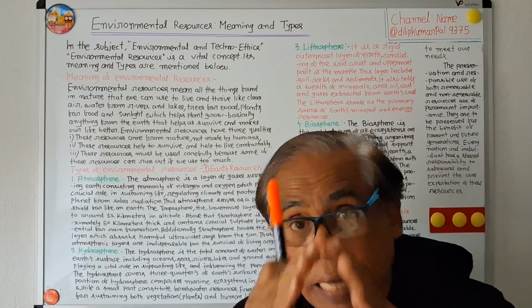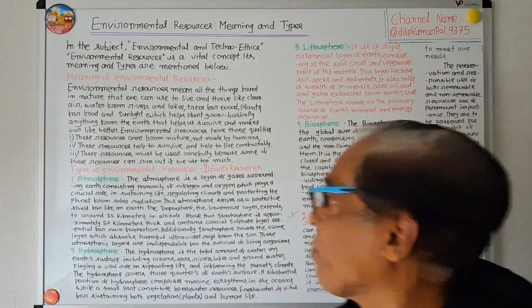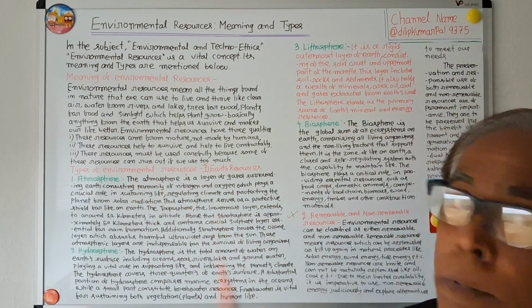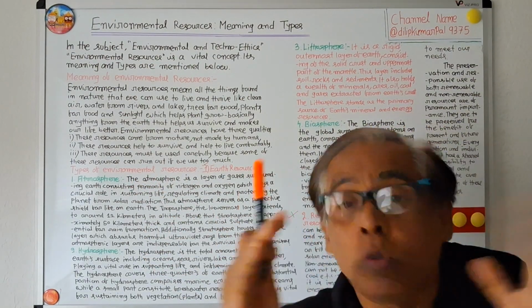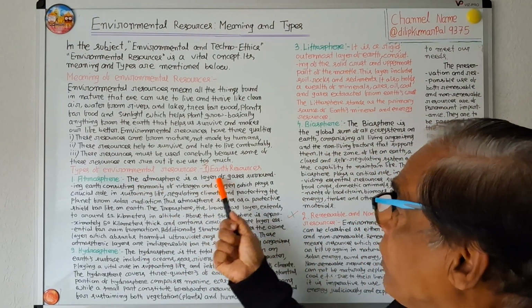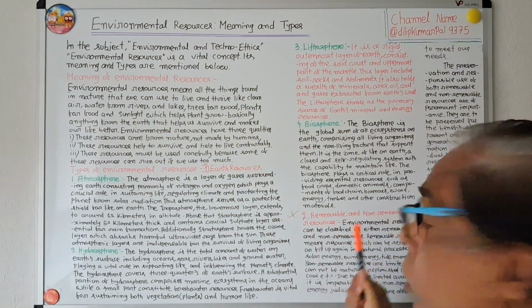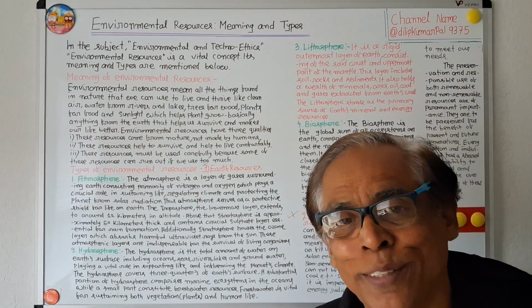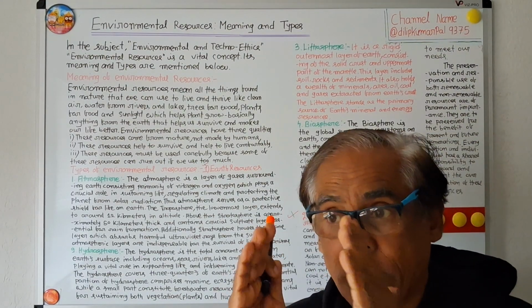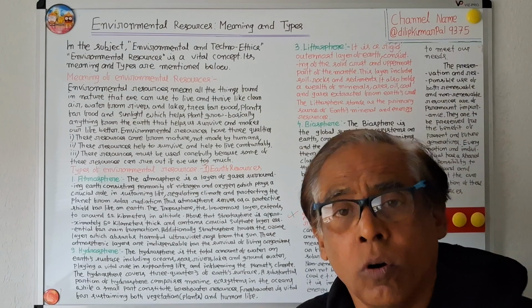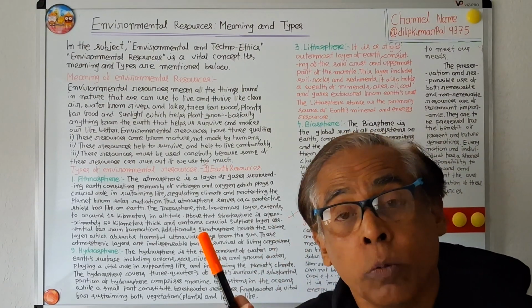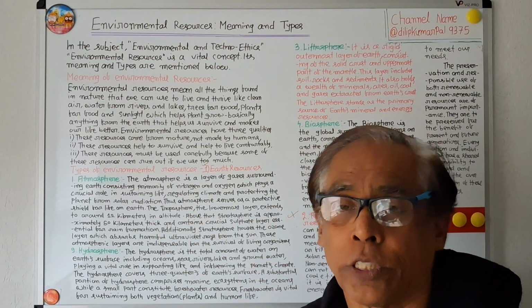Now let us discuss types of environmental resources. Environmental resources are of two types. Number one, earth resources. Number two, renewable and non-renewable resources. So environmental resources are of two types: one is earth resources, the other is renewable and non-renewable resources.